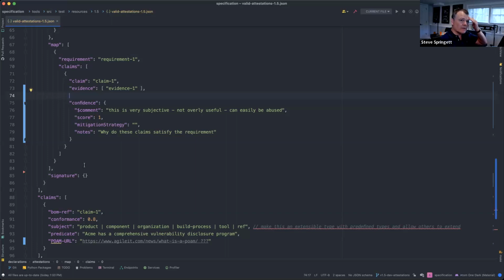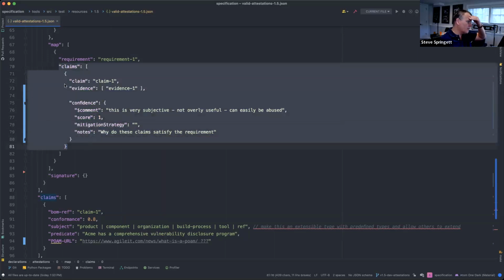Okay, so we've got 6 minutes left. I think the claims discussion, because I don't necessarily like the fact that we basically got 2 different arrays of claims.